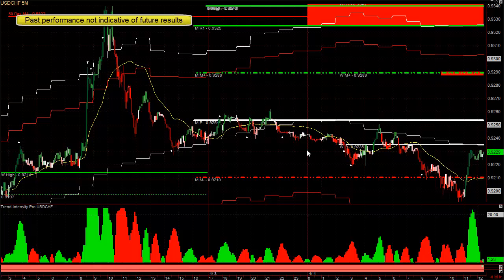Here's another good example of once a currency is trending down, when it comes up to the hourly, usually it's a pretty decent place to sell it. Daily, weekly, monthly trends down, pretty high probability trade.